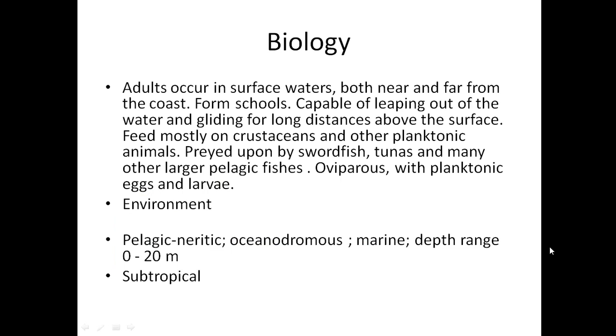Mostly it occurs in surface water, both near and far from the coast. They form schools. What do we mean by schools? Groups of fishes are known as schools. They are capable of leaping out of the water and gliding. They even prey upon swordfish, tuna, and other large pelagic fishes.